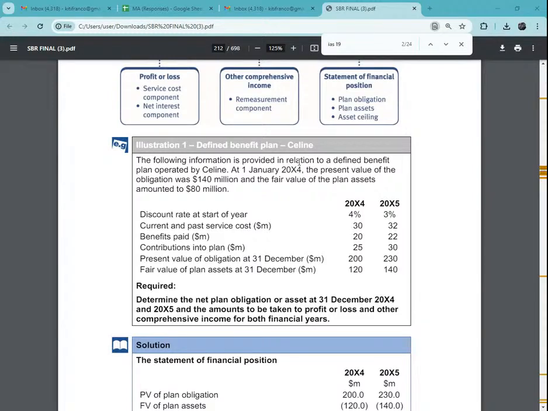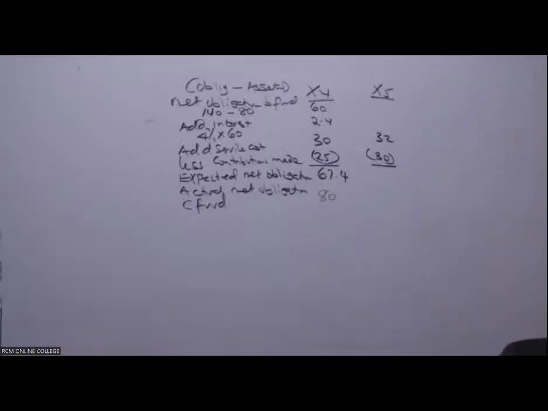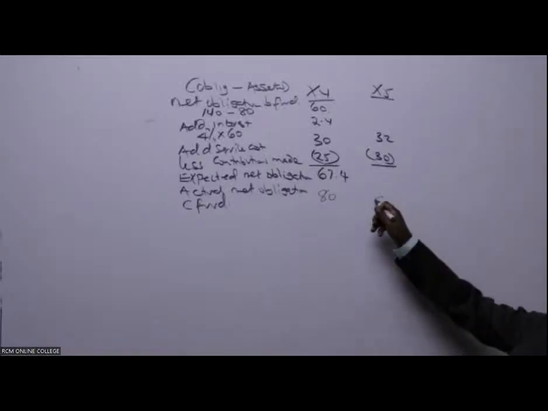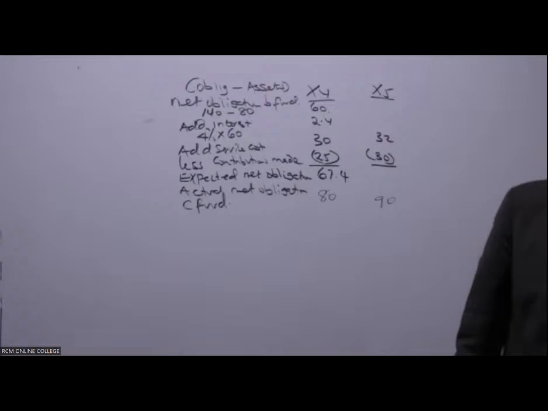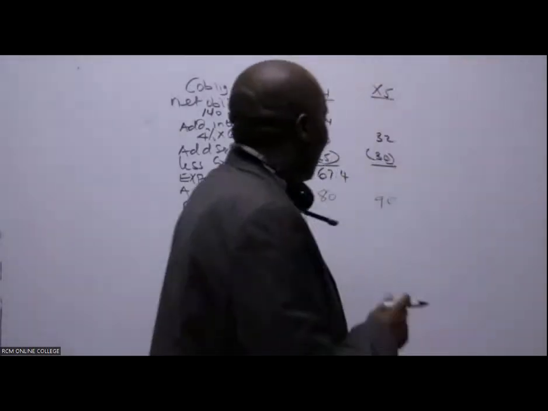That's for 2014. Now I also have to get the net obligation for 2015. Here we have 230 and 140. Can somebody give me this subtraction? 230 minus 140 gives me 90. So here, ladies and gentlemen, I have 90, the actual net obligation. Now, please listen to me very well. Come here and give me the actuarial loss.